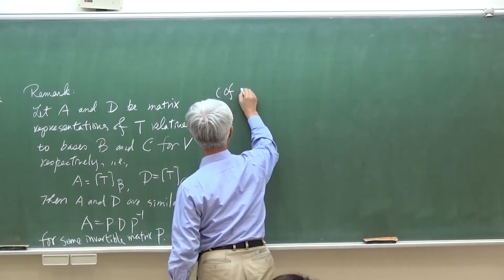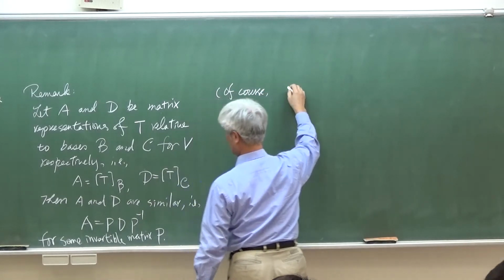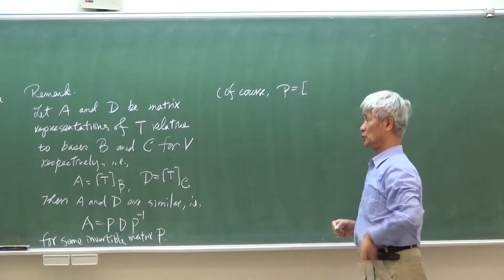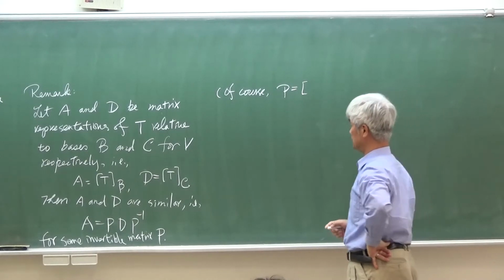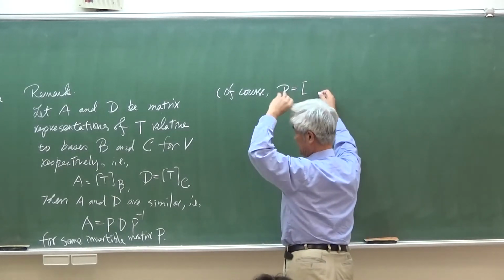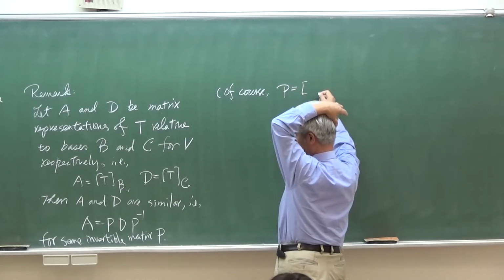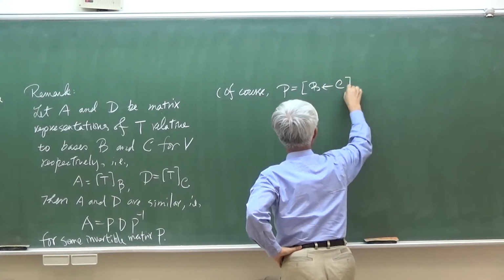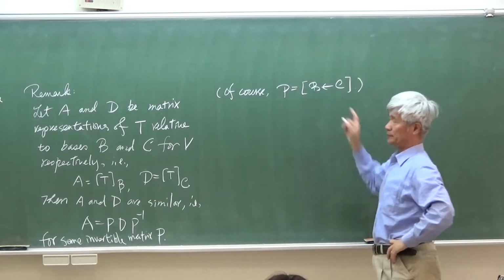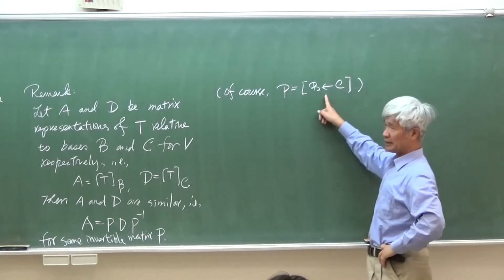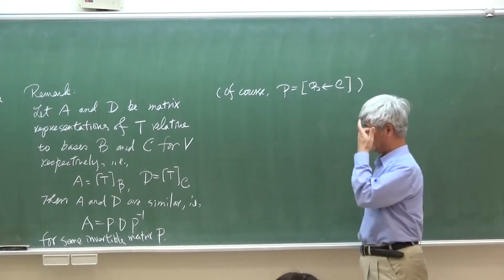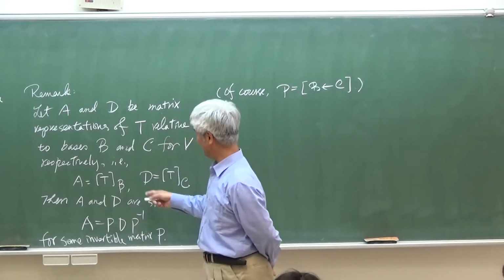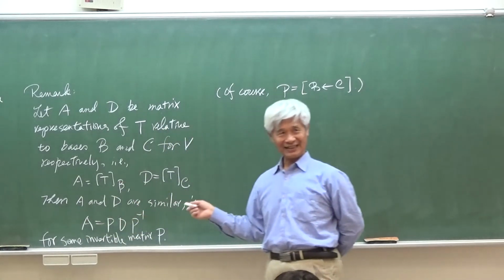First, P actually is the transition matrix for coordinate transformation. We know P is the transition matrix from the C coordinates to the B coordinates. But the point is that A and D are similar.